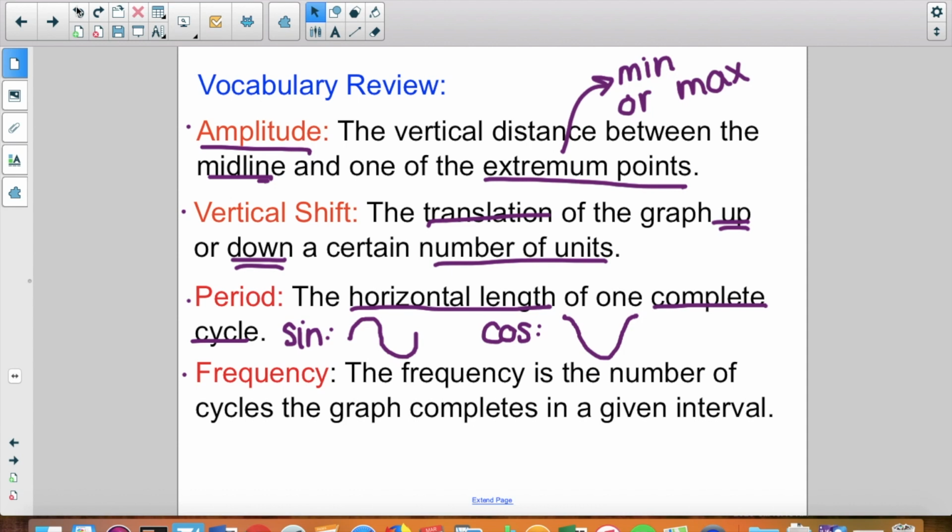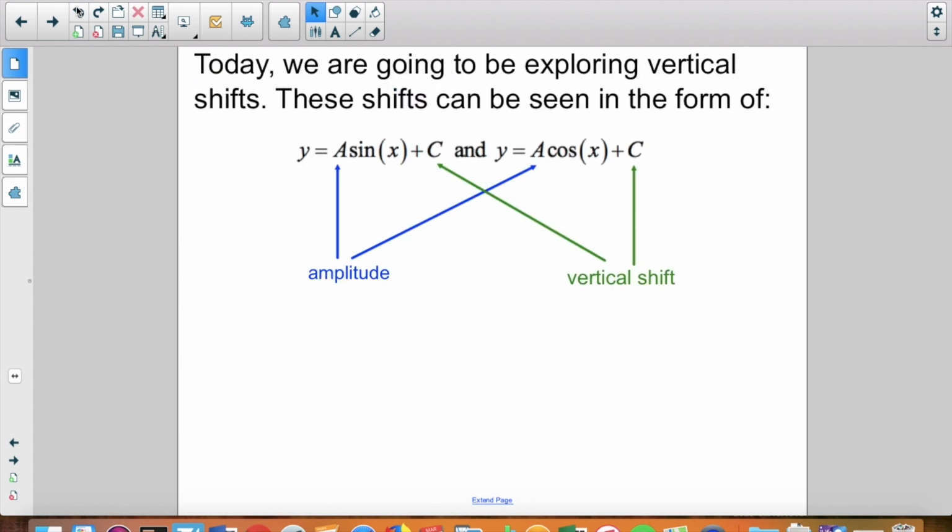And last, we have the frequency, which is the number of cycles the graph completes in a given interval. So again, knowing what sine and cosine looks like is really important to identifying that. So today we are going to be exploring vertical shifts, and the vertical shift you could see in the plus C. So if something is added on the outside of the parentheses, that is going to be your vertical shift. Now, yesterday we looked at what happens if you have a number in front of sine and cosine, and that's when you have your amplitude.